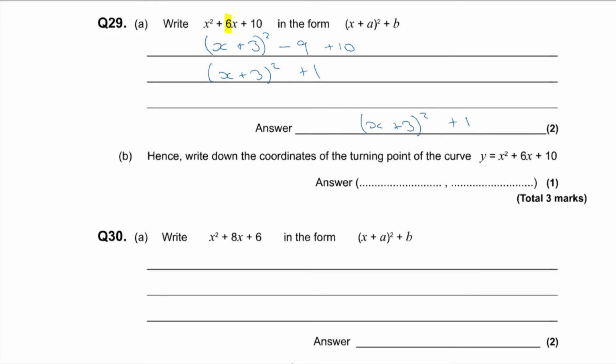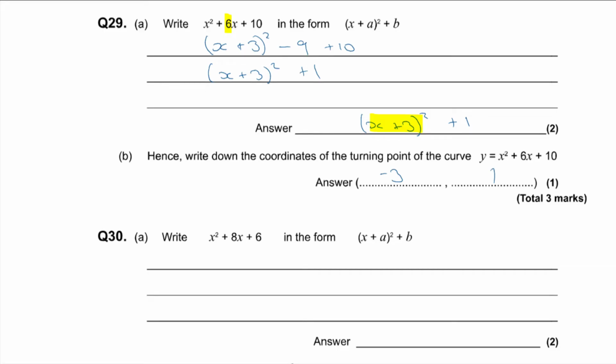Hence, write down the coordinates of the turning point. Okay, so what value of x makes this bracketed part 0? Well, it's going to be 0 when x is minus 3. And when that bracket is 0, the y value will be 1.